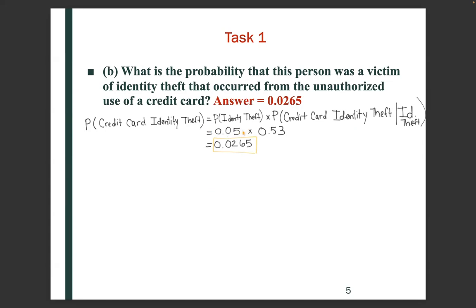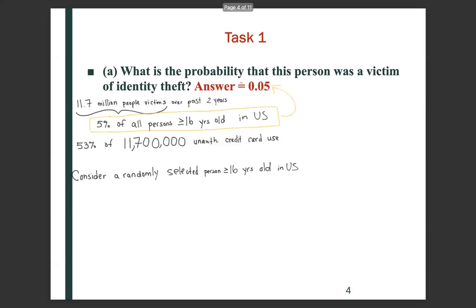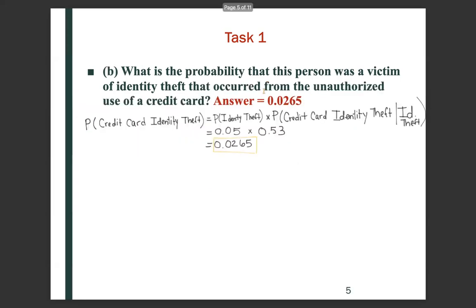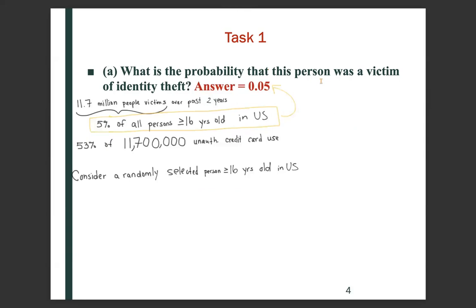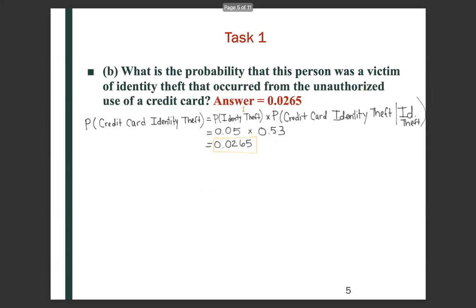So this first value here, we just solved from part A, because we're talking about this person, which was a randomly selected person of age 16 or older. And so we just solved here that it was 0.05, that they were a victim of identity theft. So that's the probability that they were a victim of identity theft.